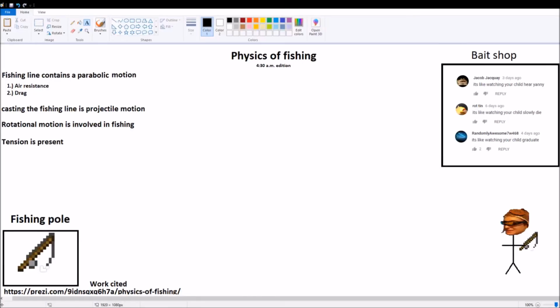Rotational motion is a big part of fishing because of the reel. The reel is spinning while it is being cast, and the reel is spinning when the line is being reeled in. To add to rotational motion, when the line's cast and the hook's in the air, it will spin until it reaches the water. Even then, it will kind of spin when it's going down, depending on what kind of bait you have.